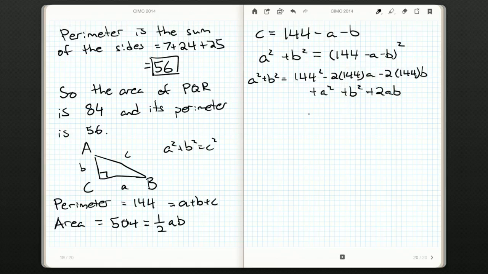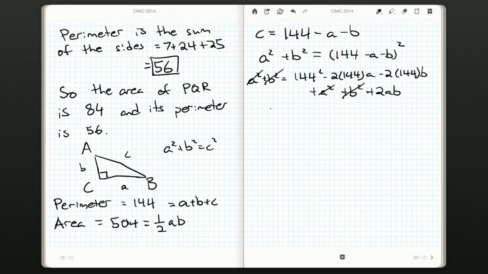If you're comfortable with that, you could use FOIL and FOIL it out. You could also look at this as 144 minus (a plus b), so keep the a plus b together and then work it out. Either or, it's entirely up to you. So immediately this a squared and this a squared, they're going to cancel. This b squared, this b squared, they're going to cancel.